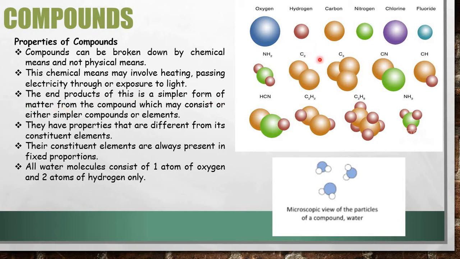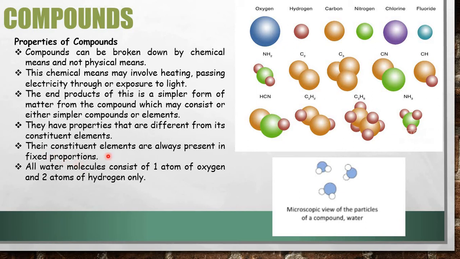Let's say you break this down. Let's say this is C2. C stands for carbon. If you break this compound, you become a single carbon, something like that, simpler compounds or elements. They have properties that are different from their constituent elements. If you separate this C2, now you have different properties.